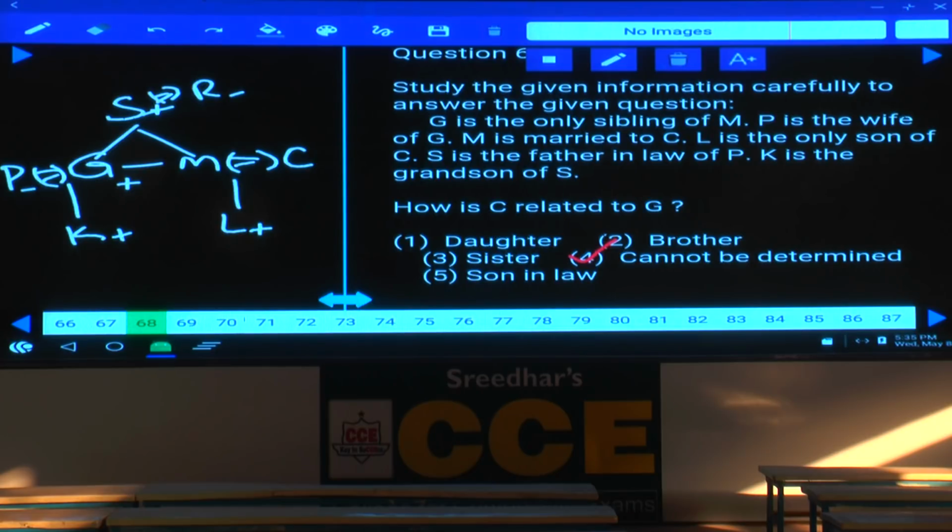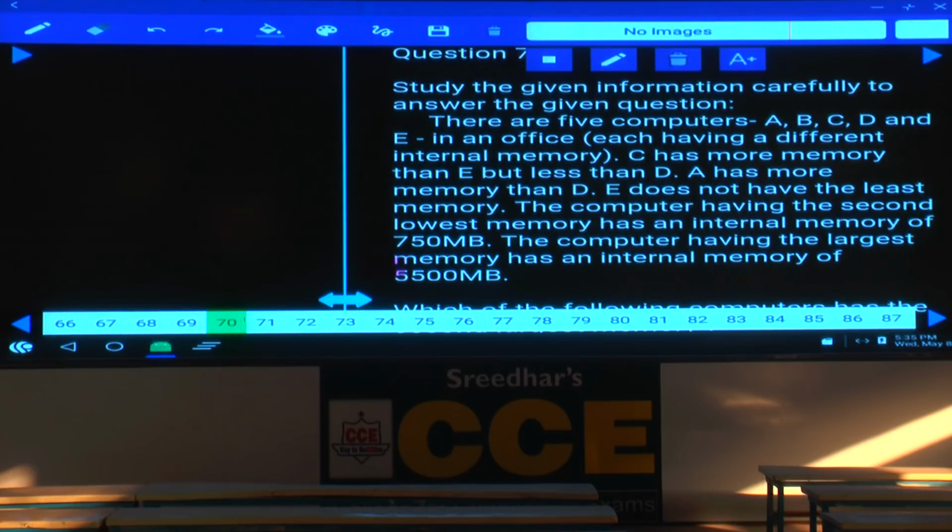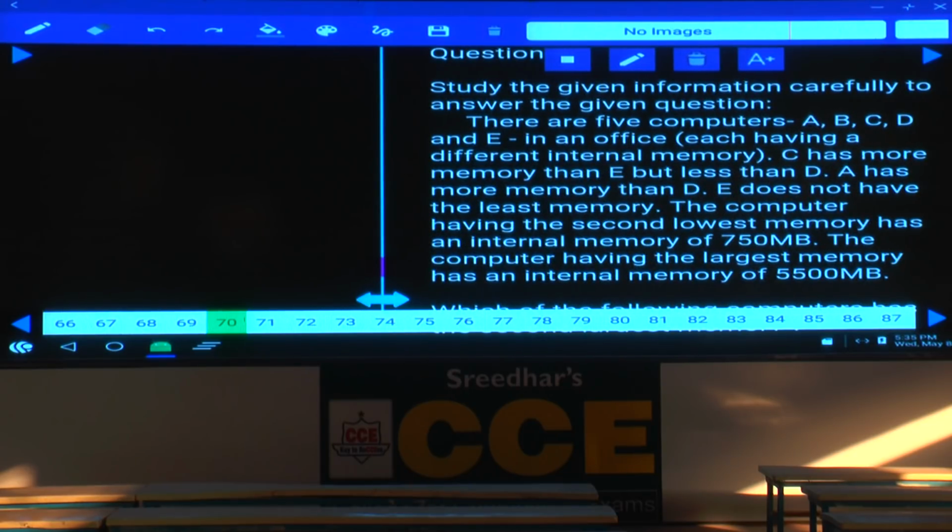Then 70 onwards, question number 70, 71 and 72. Now it comes under comparison. There are 5 computers A, B, C, D and E in an office, each having a different internal memory. C has more memory than E but less than D. And A has more memory than D. E does not have the least memory.